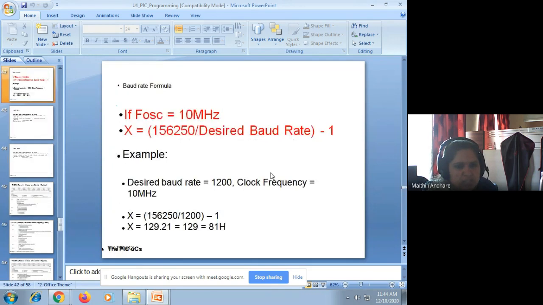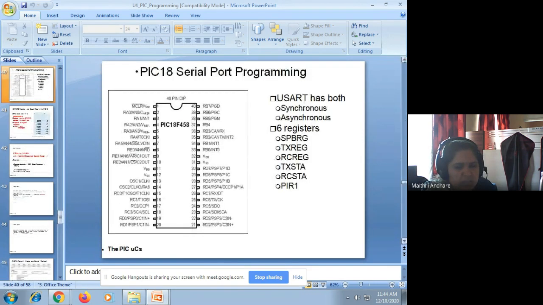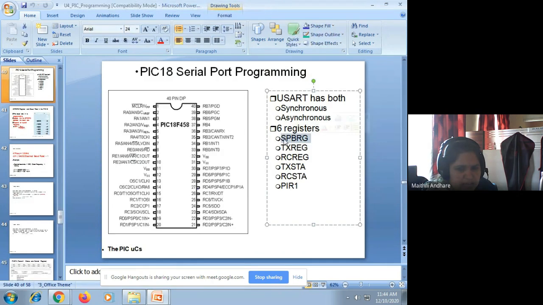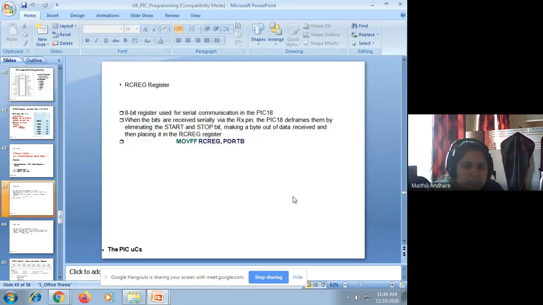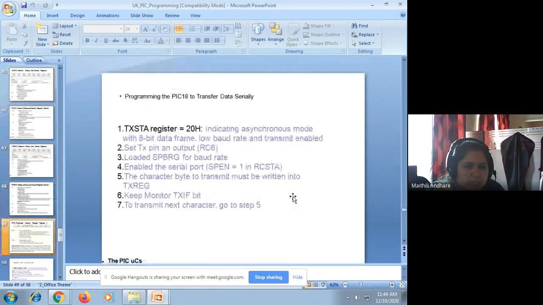So we have seen all these registers. All 6 registers are available, but they are very simple, so don't bother. For serial communication, you have to remember these 6 registers. But for a timer, each timer has 3 registers. So the steps are given.